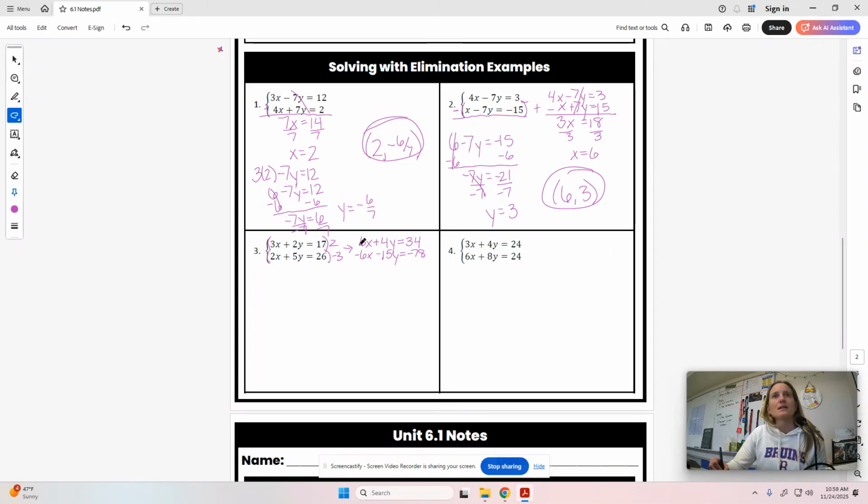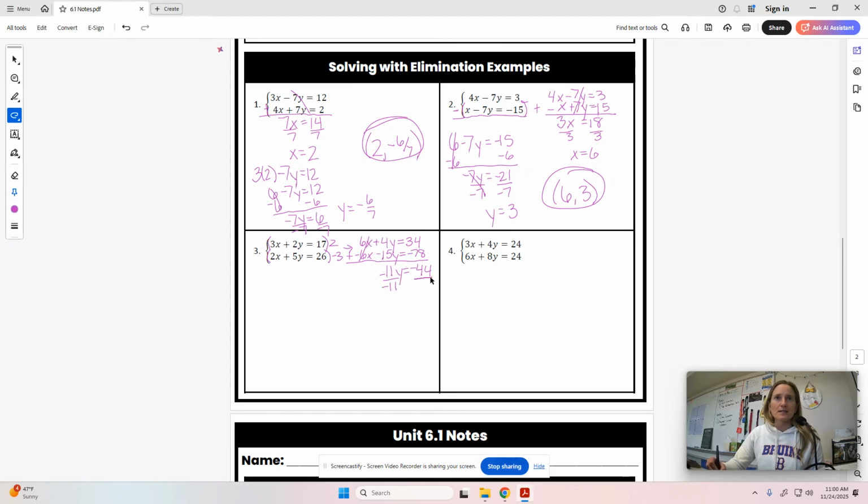Yes. Okay. So now the x's are going to cancel out. They both have a 6. One's positive, one's negative. So all I have to do is add these two equations together. X's are gone. Positive 4y plus negative 15y is negative 11y, and 34 plus negative 78 is negative 44. Now I'm down to one equation with one variable. Once you get the two equations added together, it's not any more complicated than the first two examples. It's just this extra step in the beginning, allowing for one variable to cancel out.